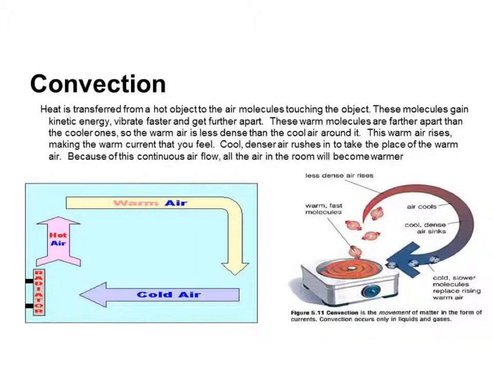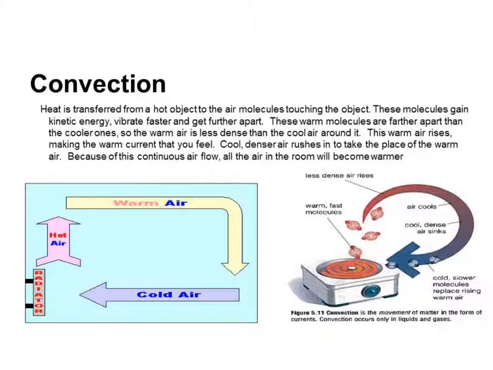Now, convection. Heat is transferred from a hot object to the air molecules touching the object. These molecules gain kinetic energy, vibrate faster, and get further apart. These warm molecules are farther apart than the cooler ones, so the warm air is less dense than the cool air around it. This warm air rises, making the warm current that you feel. Cool, denser air rushes in to take the place of warm air, and because of this continuous flow, all the air in the room will become warmer.